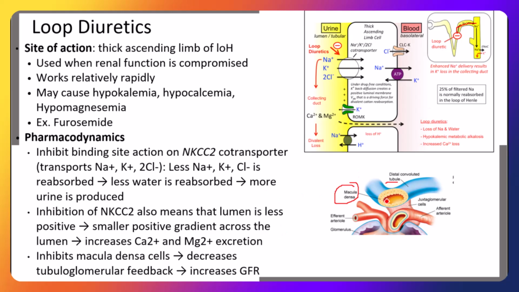In normal circumstances, if it notices that there is an increase in the amount of sodium, I'm just going to do plus to represent increase. There's an increase in the amount of sodium here. It starts to think, well, we're getting rid of far too much sodium. Why is there all this sodium here that's going to end up as part of the urine?